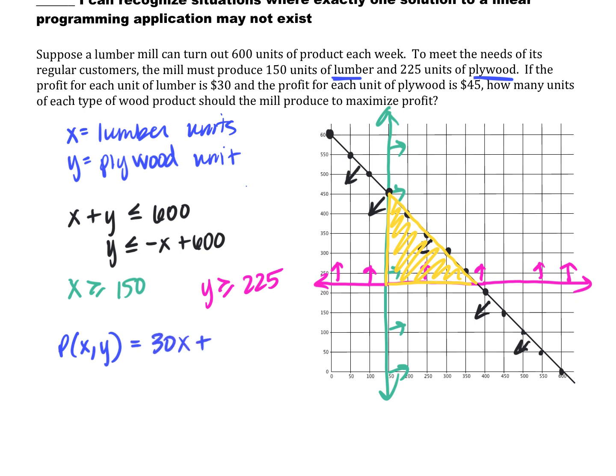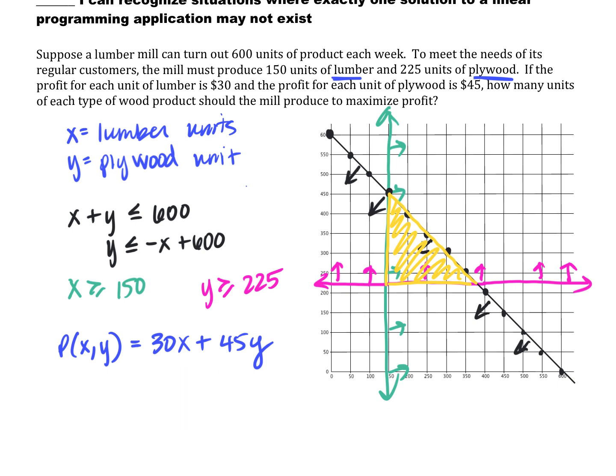30X. How about for each piece of plywood? 45Y. Guys, that's our equation, meaning $30 for every piece of lumber and $45 for every piece of plywood. And we're going to plug in our vertices to that to see which one of those combinations gets us the most amount of money.